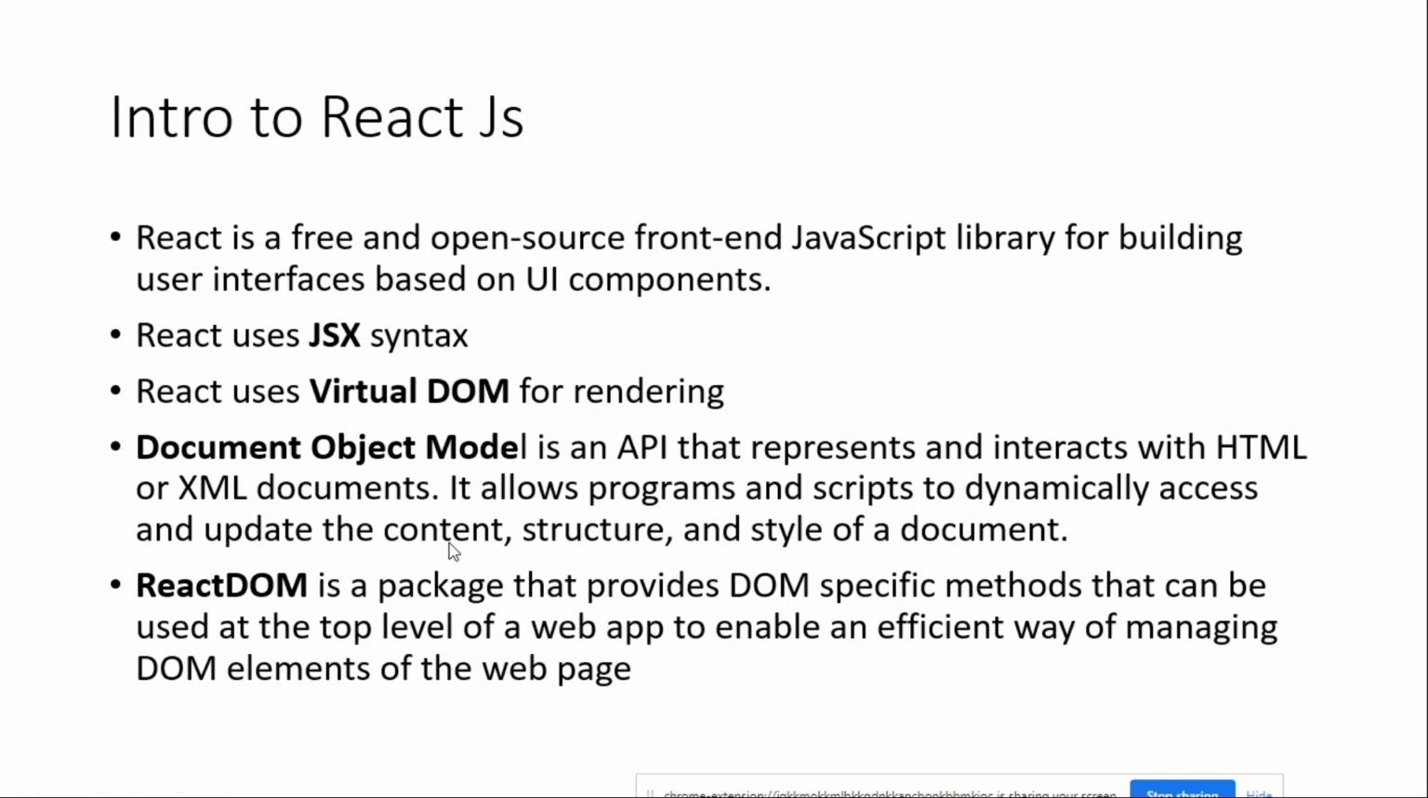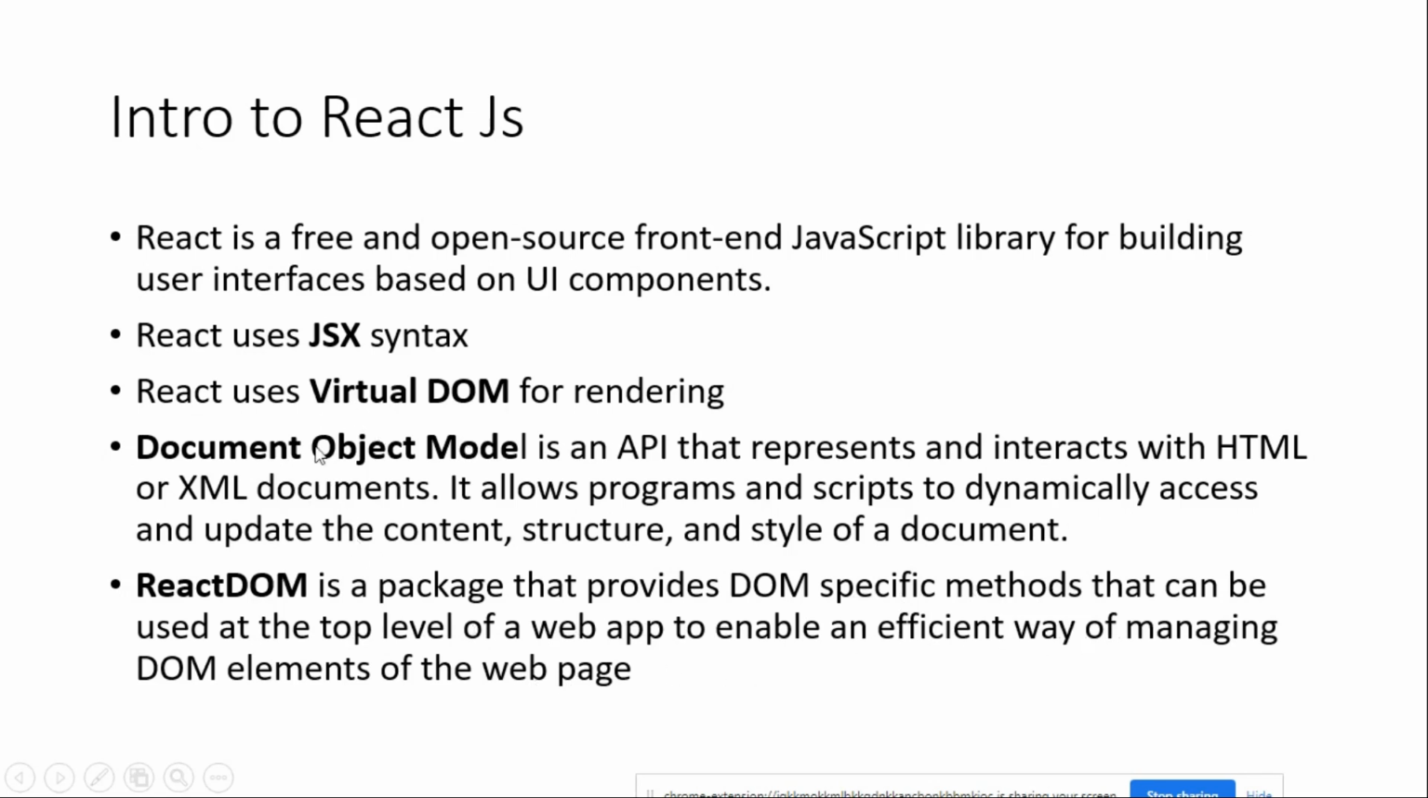You can update your document whenever data is updated. You can update the structure and these kinds of things using the document object model, which is simply an API. So using your programming interface, you can update the whole content of the page and structures, etc. So what is React DOM? React DOM is a package, basically for React. It's a package that provides DOM specific methods, like render or any other methods. These methods can be used at the top level of a web app to enable an efficient way of managing DOM elements of the web page.